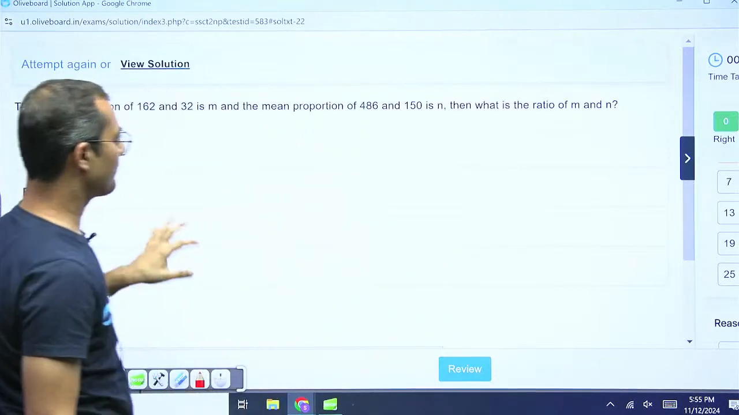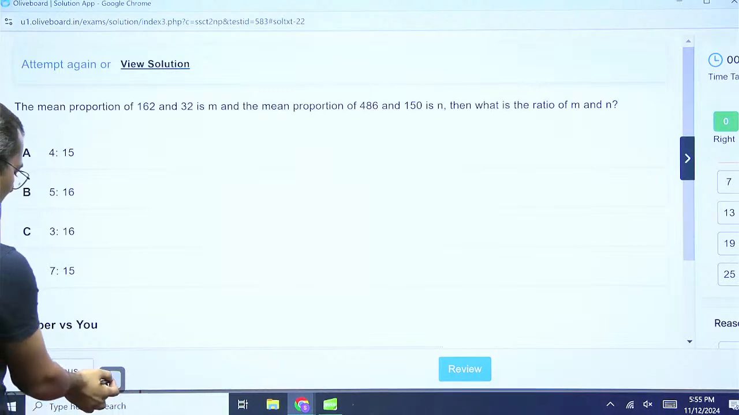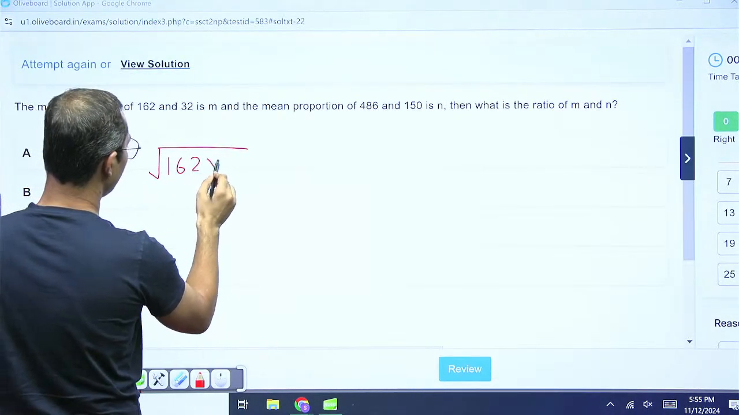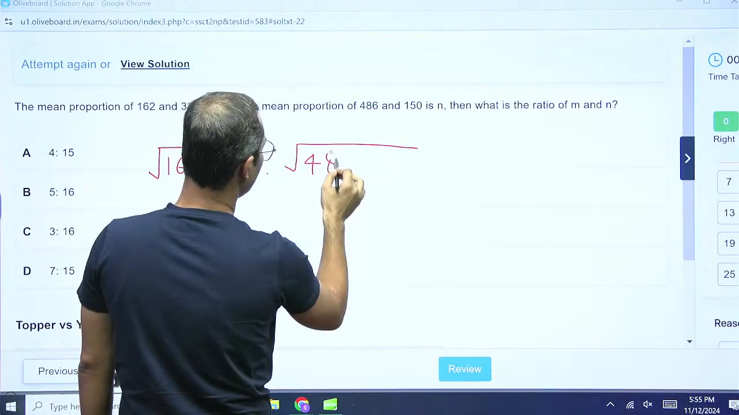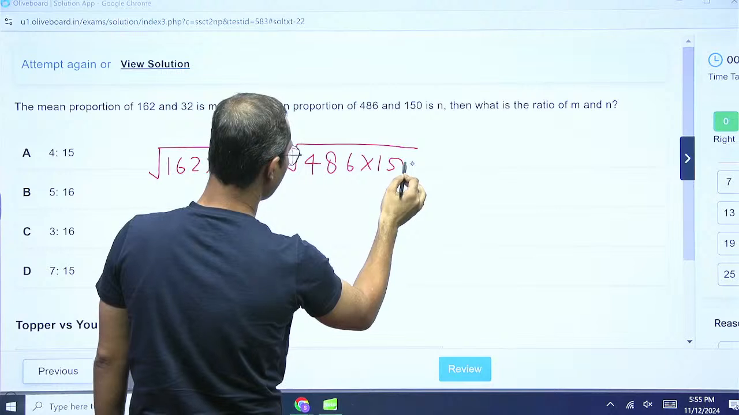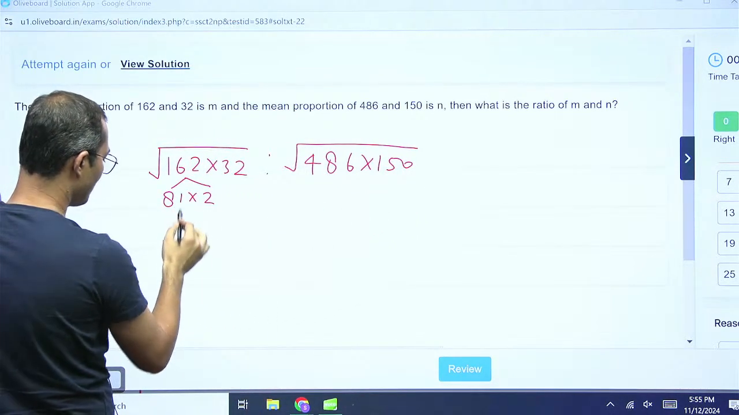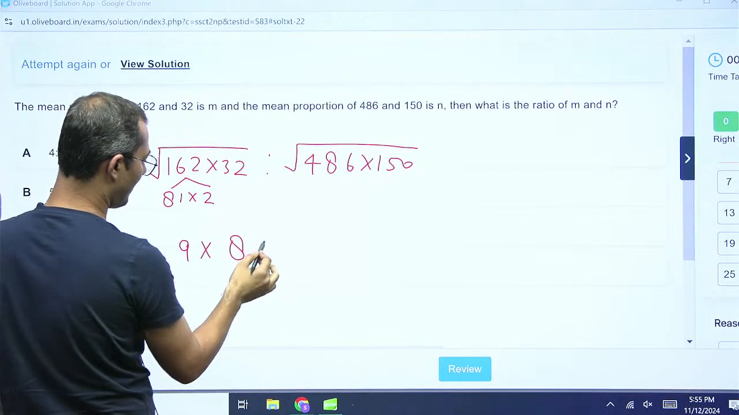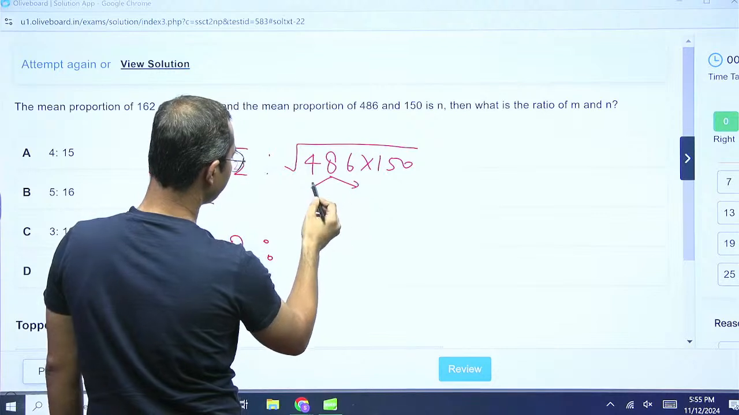We are running out of time, that's why I'm completing in a hurry. See, the mean proportion is what? The square root of the both. So square root of 162 into 32 and the square root of 186 into 150. So we can break it 81 into 2. From here we will get 9, from here we will get 64, that is 8. Is this clear? So how much will we get here?